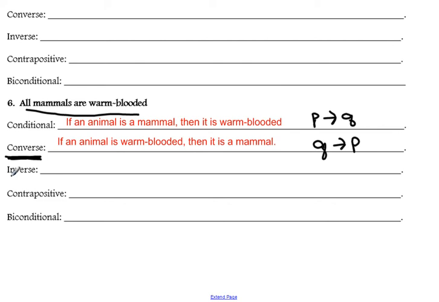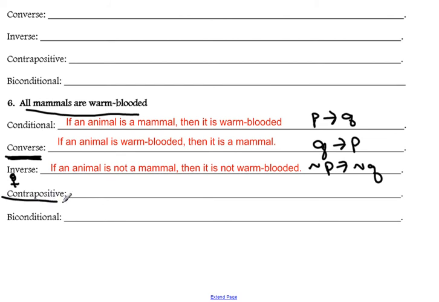The inverse tells us to insert a not, or to negate the original conditional. So if it is a mammal, if the animal is a mammal, we're going to negate that. So the animal will not be a mammal. Then it is warm-blooded will become it is not warm-blooded. We're going to negate that. So it should read, if an animal is not a mammal, then it is not warm-blooded.